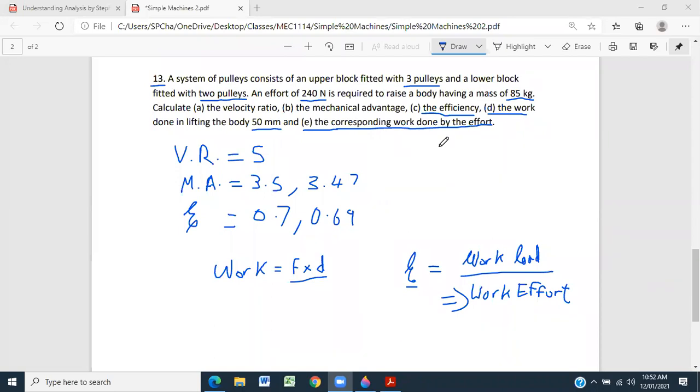So first we're finding the work done in lifting the load, the useful work done in lifting the load, and then we're using efficiency to find the work done by the effort. So this formula is basic, again from last week. It's not one that you would write down, but it essentially is what efficiency is. It's work we get out of the system divided by work that we put into the system, right?